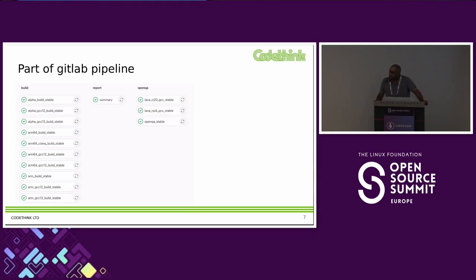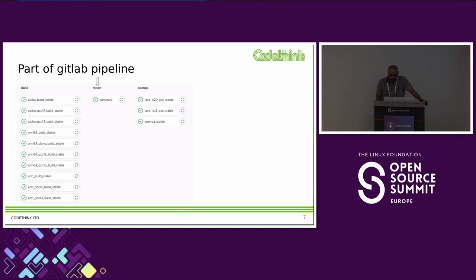So this is part of the GitLab pipeline that is running as part of the LTS test. There are more jobs, but I could not fit all of them on this page, so this is just a small snippet. The build stage, marked by the arrow, is building the kernel for multiple architectures with multiple configs and multiple compilers. So GCC 11, 12, 13, and also Clang.